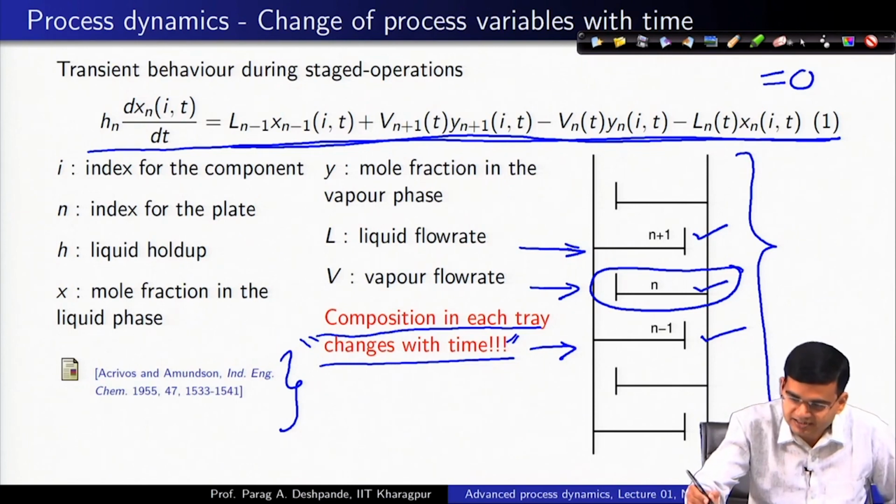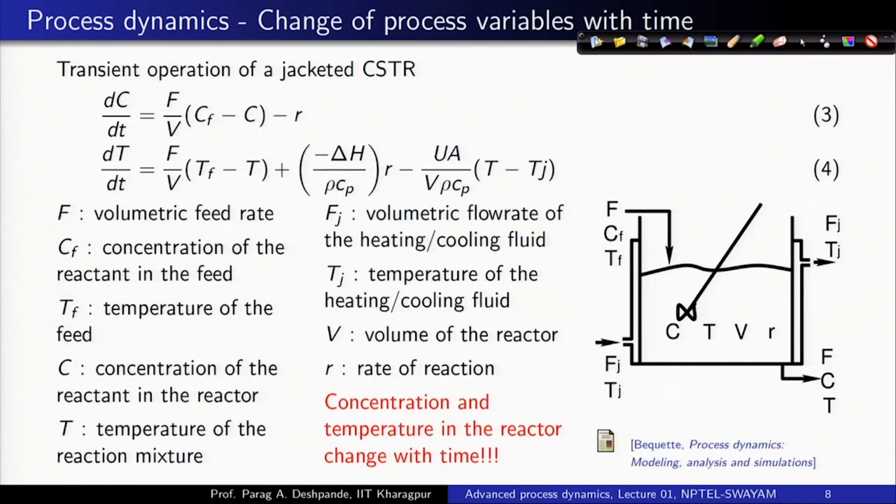Let us look at another example. So, imagine that you have a CSTR and you operate the CSTR under transient conditions. So, what is going to happen? Instead of one equation, you are going to now have two equations, because the concentration of the species is going to change with time, and so is the temperature of the species going to change with time. So, now you have two equations.